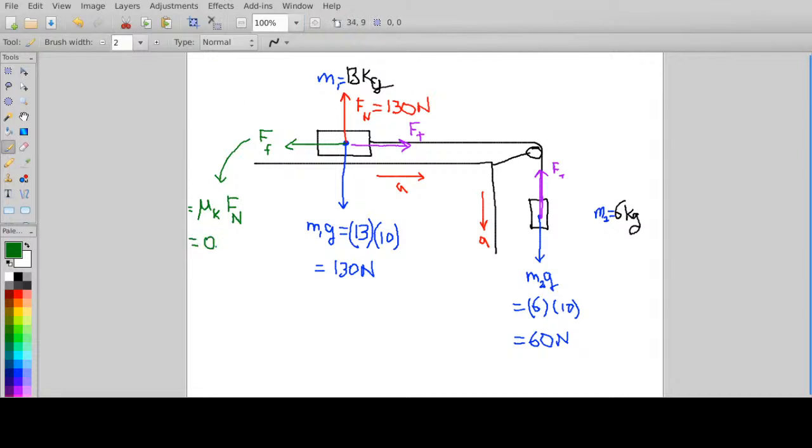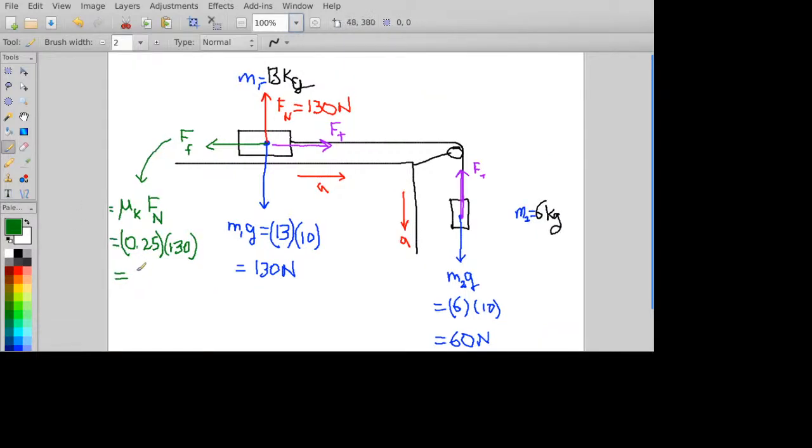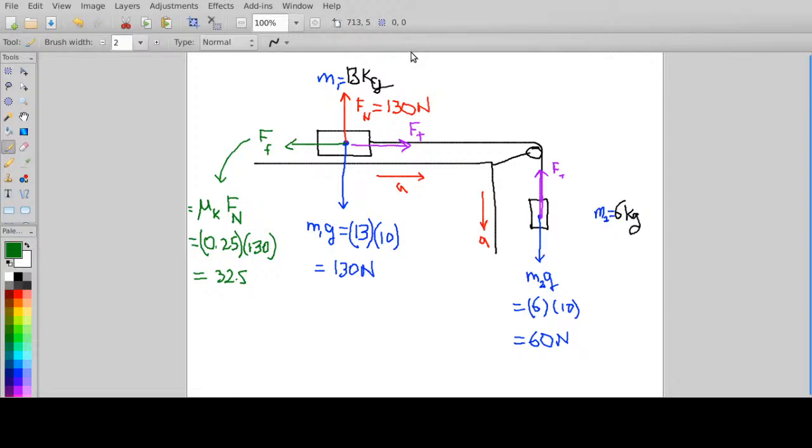Let me look here. It's 0.25. Okay, so it was 0.25. In other words, 25% of the normal force. So the frictional force is 25% of the normal force, and what's that equal to? Let me just work that out very quickly. 130 multiplied by 0.25 is 32.5. So this is equal to 32.5, like that. All right, good. 32.5. And let me put newtons in there.